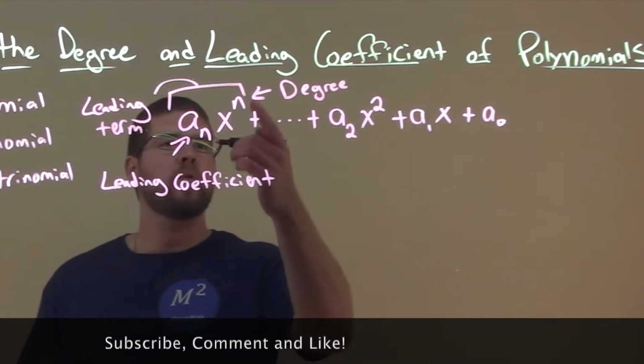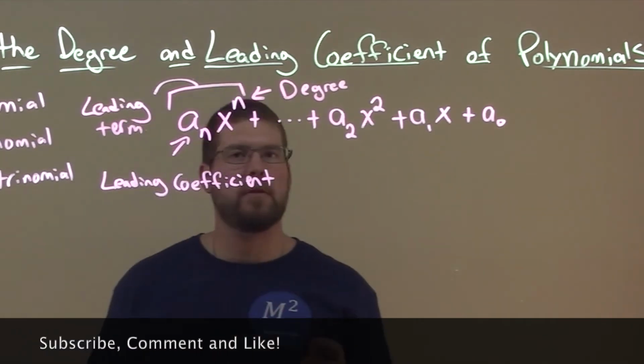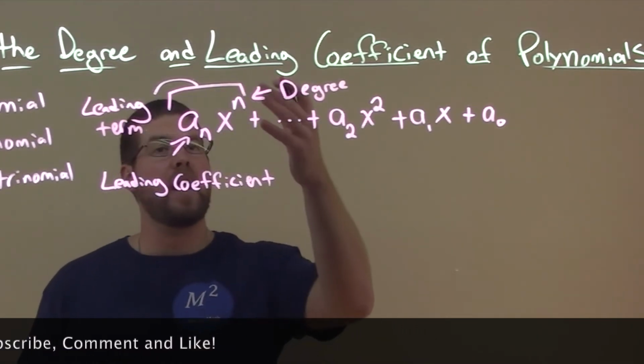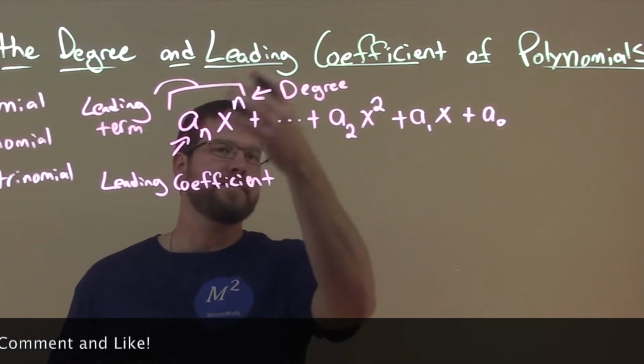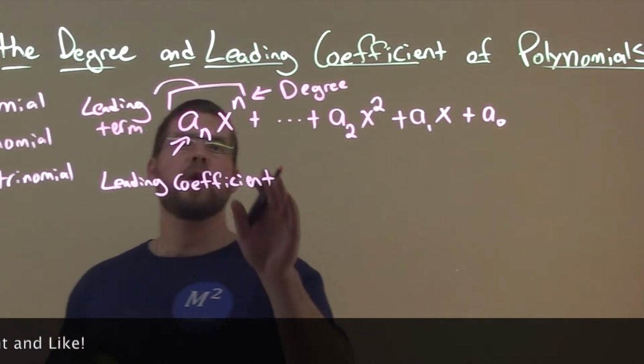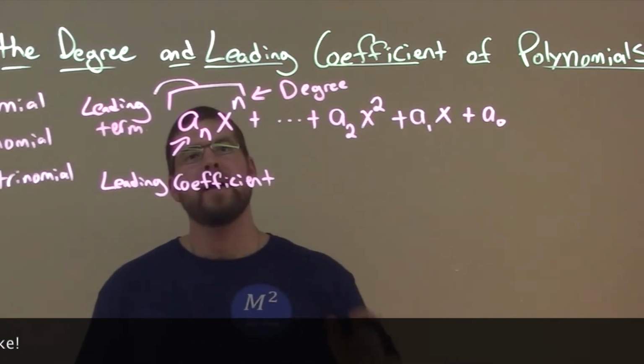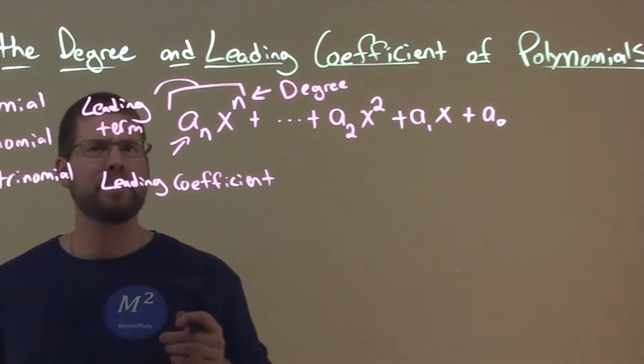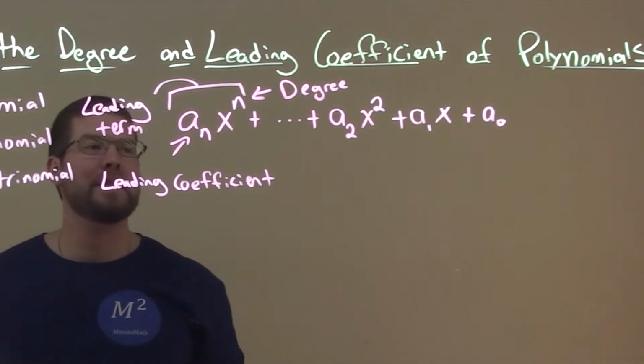If we notice, the degree is going to be the highest power in our polynomial, x to whatever the highest power is. That's going to be the degree. Our leading coefficient is the coefficient in front of that x value with the highest power. And then the whole thing together is what we call our leading term.